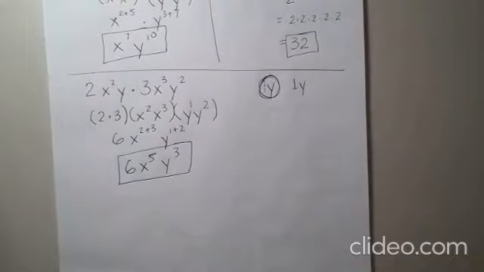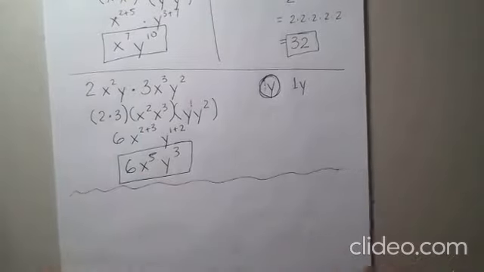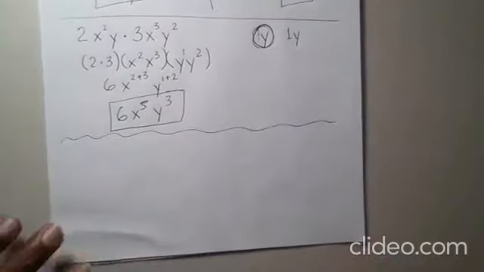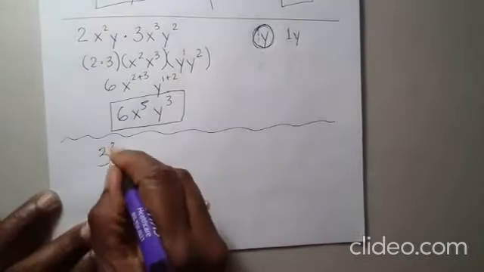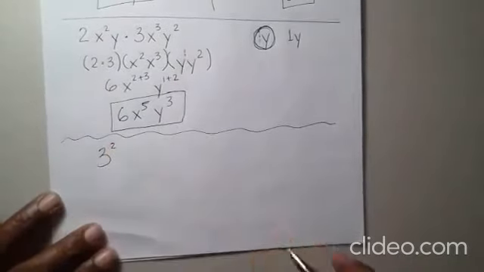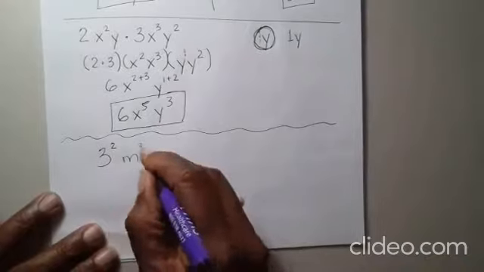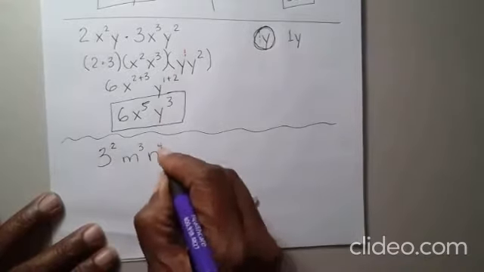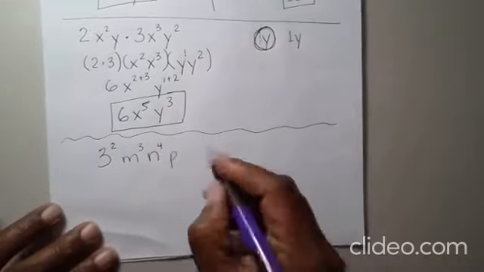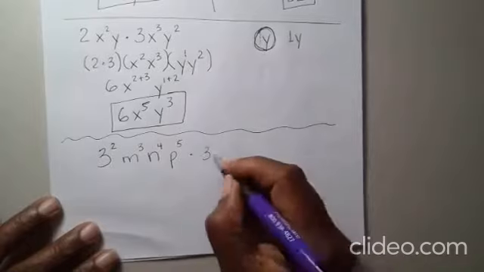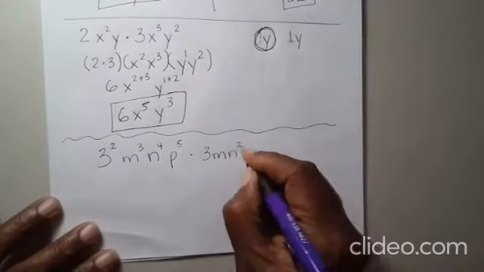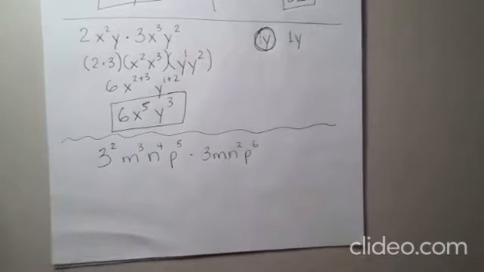So let's see, do we want to try another one together? Okay, so let's pull in some letters. I try to keep our numbers simple on these videos so we don't get ourselves too involved. 3 squared, let's say m cubed n to the 4th, and let's get involved. Let's see if we learned anything here. Times 3 m n squared p to the 6th.